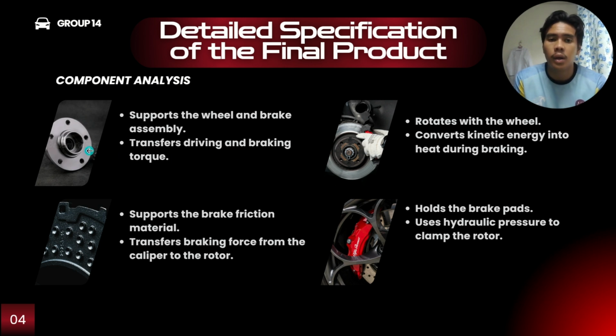In this video, I will explain the components and analysis of our final product, which is this brake assembly. The first one is the wheel hub. The wheel hub supports the wheel and the brake assembly. It transfers the driving and braking torque. The next one is the brake pad backing plate, which supports the brake friction material and transfers the braking force from the caliper to the rotor.